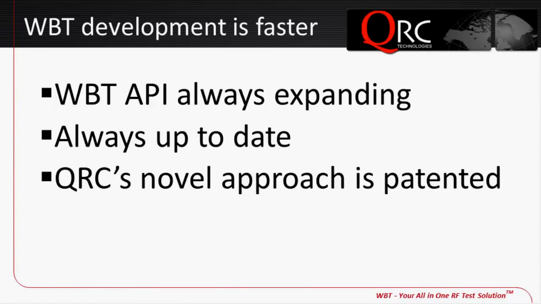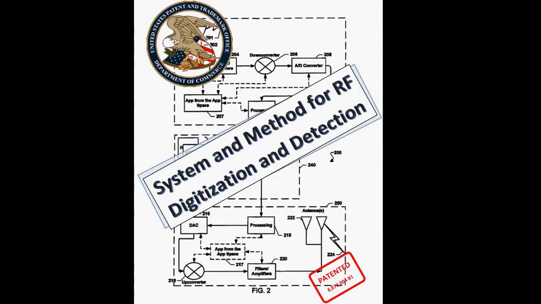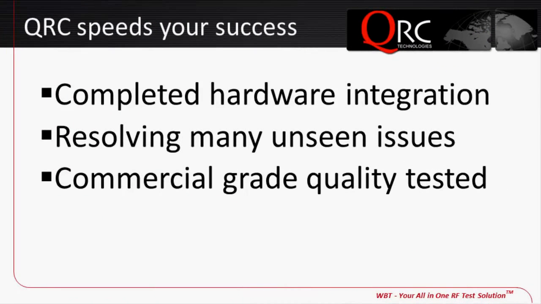The API is always kept up to date and constantly being expanded with new capabilities. In fact, our approach is novel enough that the U.S. Patent Office has issued a patent. QRC speeds the success of your RF product several ways. For starters, we completed the hardware integration process for you.